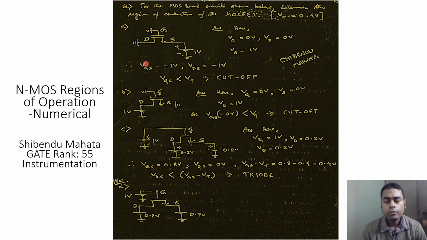So the way to go about it is we have to find out the drain to source voltage and the gate to source voltage and then make a comparison between VDS and VGS minus VT, provided VGS is greater than or equal to the threshold voltage.